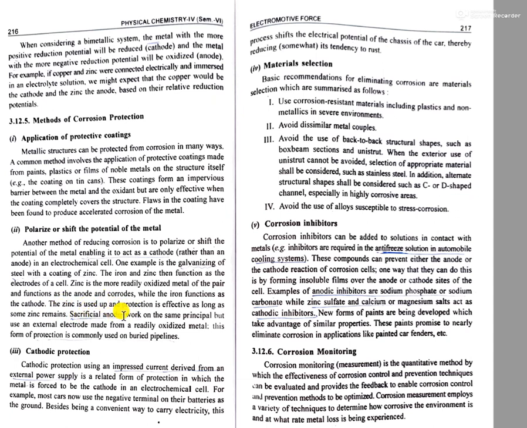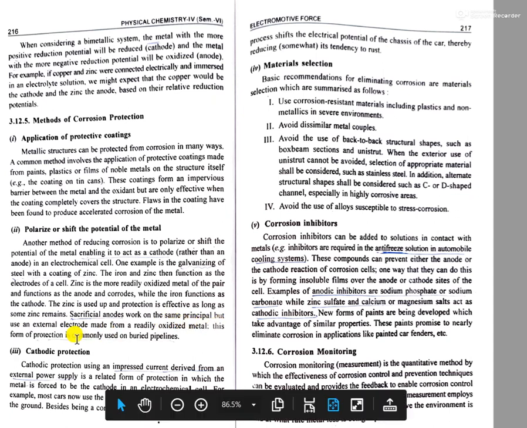So using sacrificial anodes also works on the same principle. That is, the metal which is used for protecting is taken as an anode. That is, it is sacrificed. Therefore, it is called the sacrificial anode technique. And an external electrode made from a readily oxidized metal is used. This form of protection is commonly used on buried pipelines.